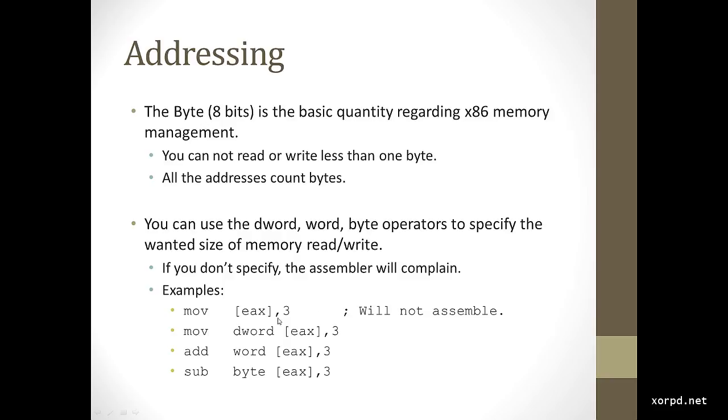Let's look at some proper examples. mov dword [EAX], 3. This example copies the D-word 3 into address EAX. Basically, it is going to change the bytes in addresses EAX, EAX plus 1, EAX plus 2, and EAX plus 3.